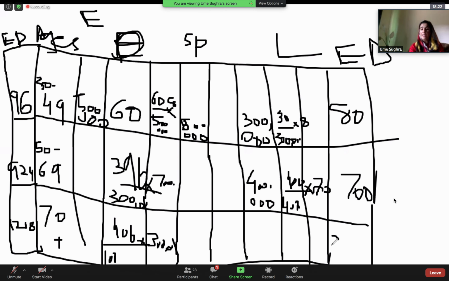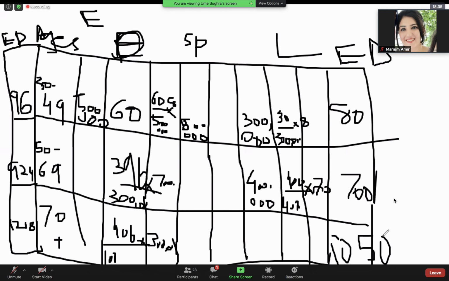So how much is the expected number of deaths? Ma'am, 1050. This is 1050, right? Yes, ma'am. 1050 are the expected number of deaths. So please note down all these numbers. You'll be telling me these expected numbers.